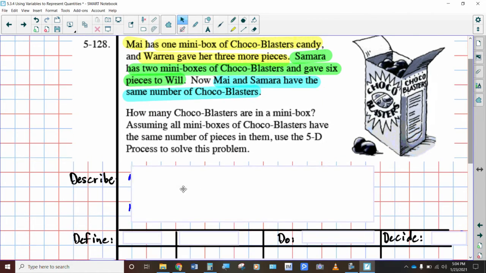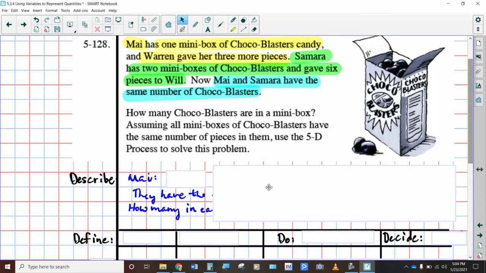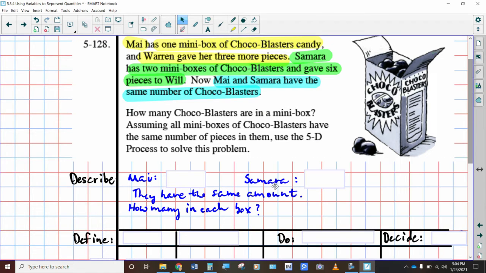What are we talking about here? I think we've got 2 people basically, right? We've got Mai and we've got Samara with their number of chocolate blasters and the fact that they have the same amount. And the question that's being asked is how many chocolate blasters are in a mini box in each one of these boxes. So when we declare our answer is just going to be straightforward. This is the number of chocolate blaster candies that can be found in 1 box. Okay, so let's look back at what we've highlighted and define what we've got here.